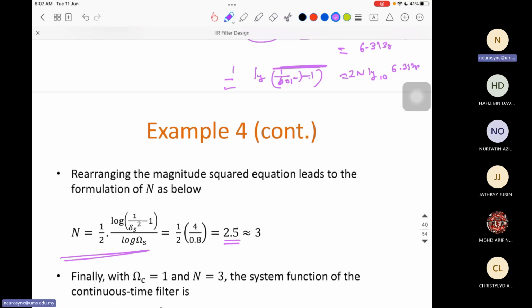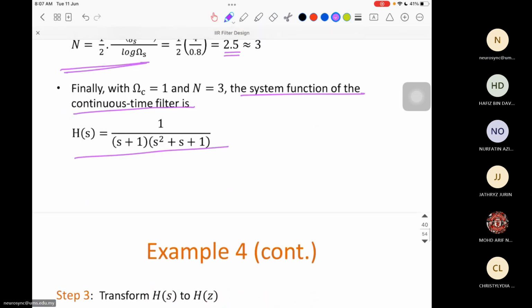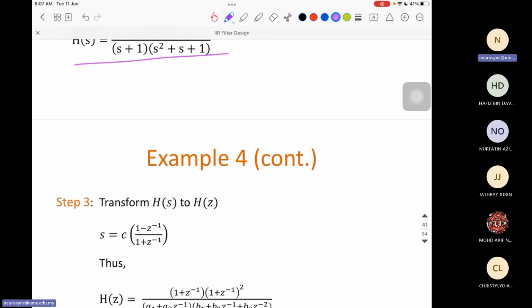Now I know omega c is 1, n equal to 3. Then I can write the system function for the Butterworth filter for n equal to 3 from the table: 1 by (s plus 1)(s square plus s plus 1). Now the third step was to convert this H of s into H of z using the bilinear transformation.